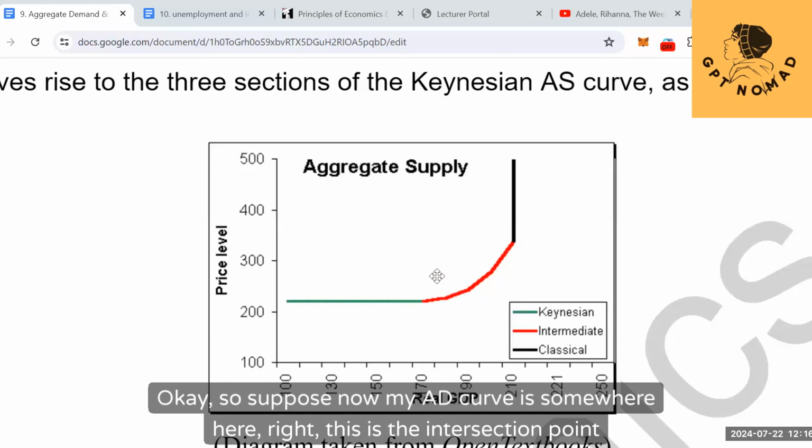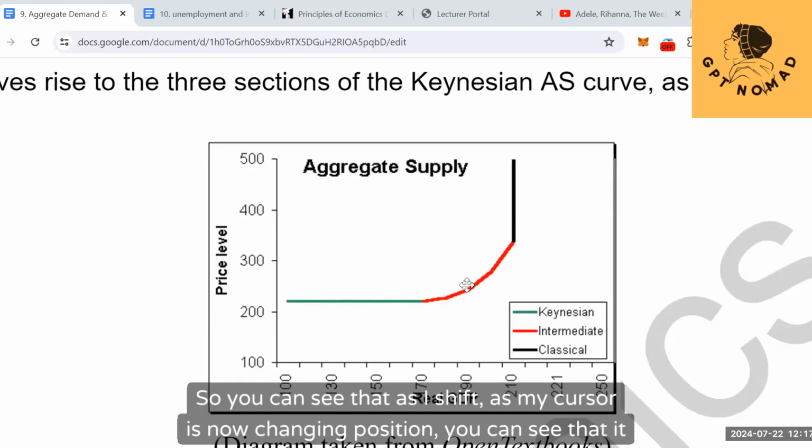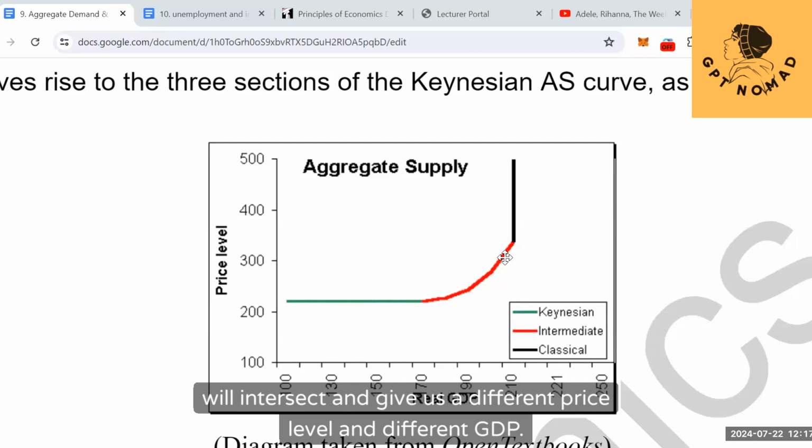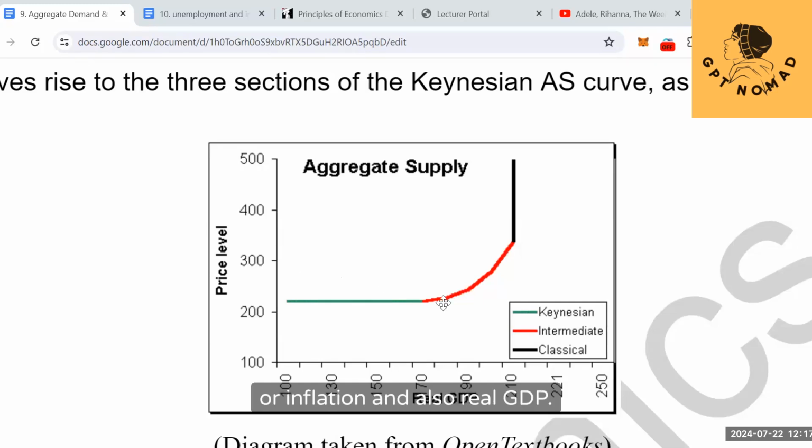Okay, so suppose now my AD curve is somewhere here. This is the intersection point, and it shifts rightwards. So you can see that as I shift, as my cursor is now changing position, it will intersect and give us a different price level and a different real GDP. So that means as your AD is adjusting, it will lead to differences in the price levels or inflation and also real GDP or production.